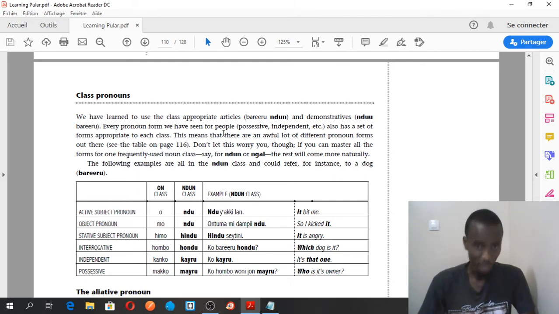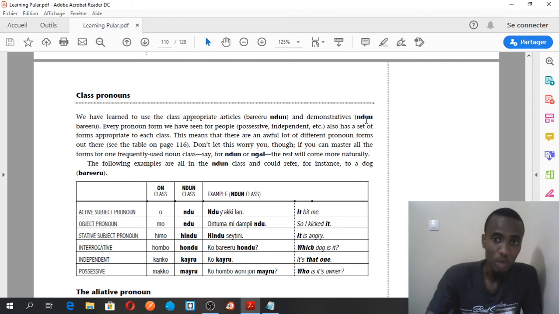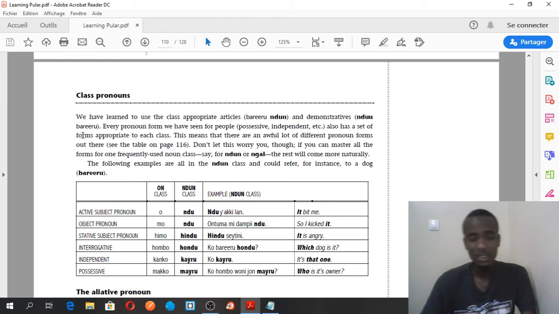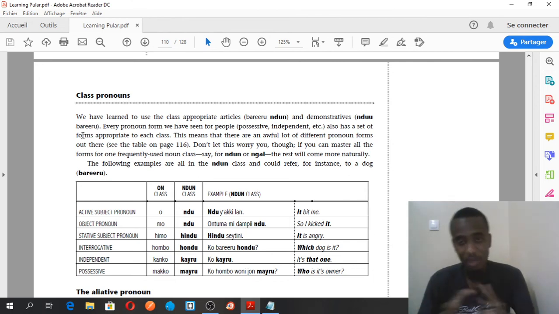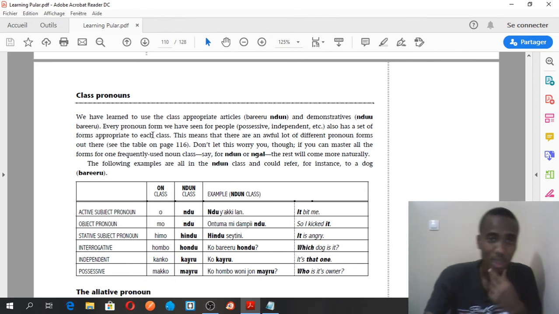And also, the class pronouns I use in articles are the equivalent of the in English, and demonstrative, like this, okay? For bareru, now you put it before, if it's a demonstrative: ndu bareru, norauni, this dog is white, okay? Ndu bareru. Ngal bafal no nyandi. That door is big, huge. Okay, this door is big. Ngal bafal.